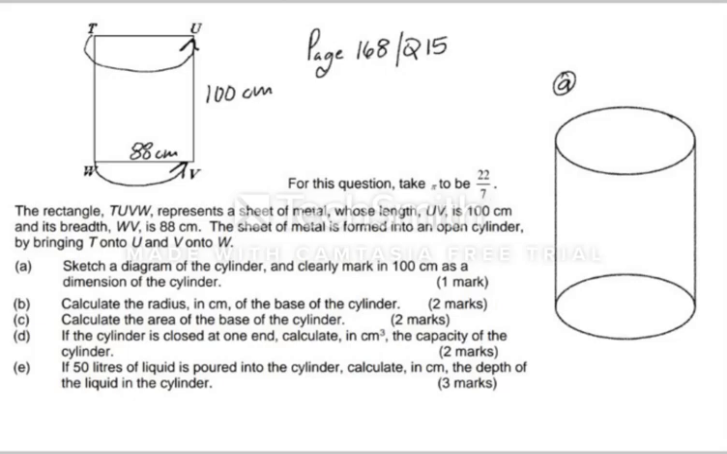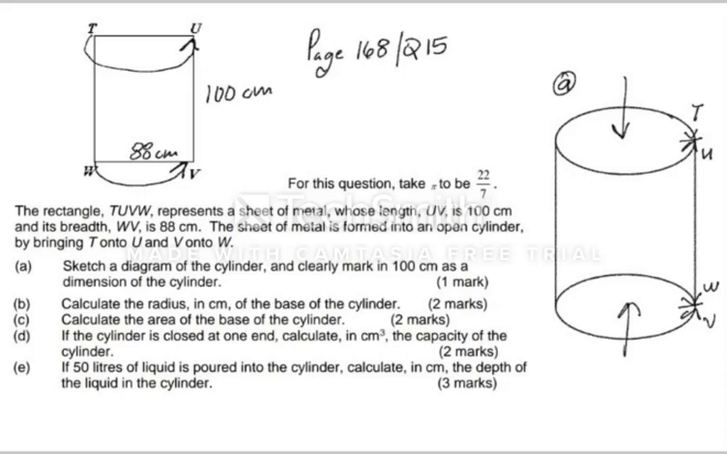And so this is an open cylinder. Open cylinder means that it has no top and it has no bottom. And how did we form this? They formed this by bringing these two ends together. So you brought the ends T and U together, and at the other end, W and V. So you brought these two ends together to form this cylinder.